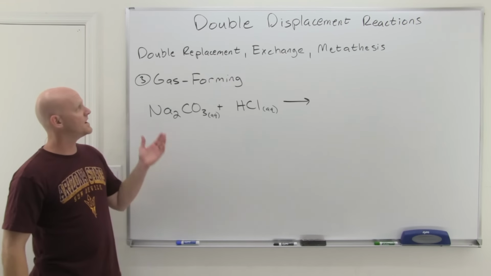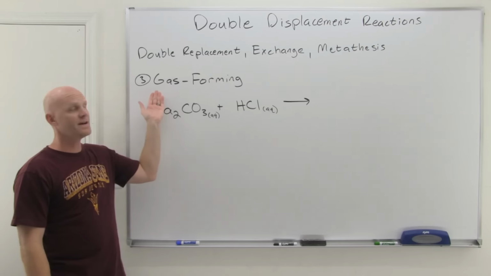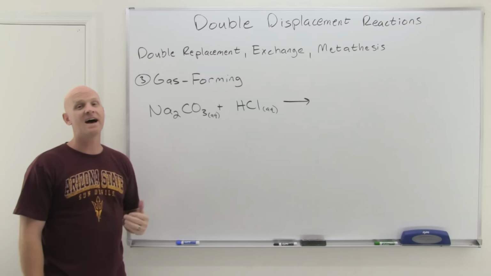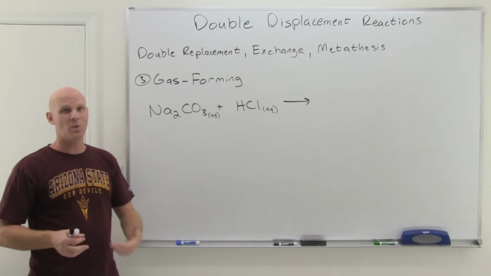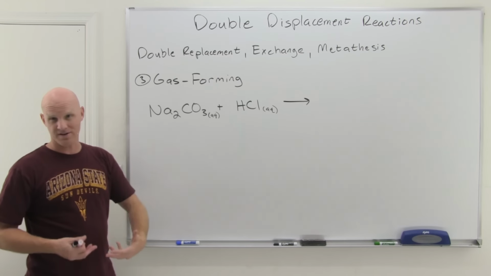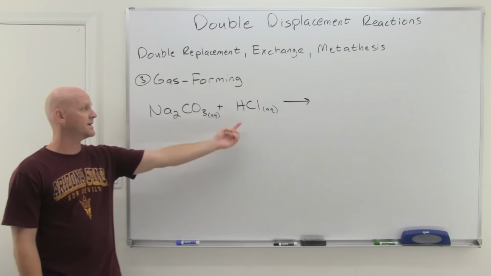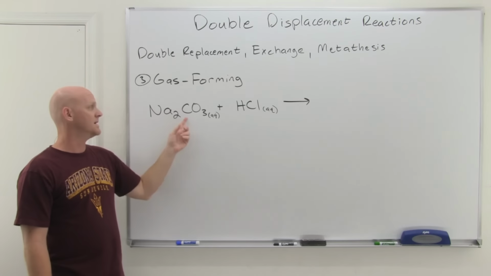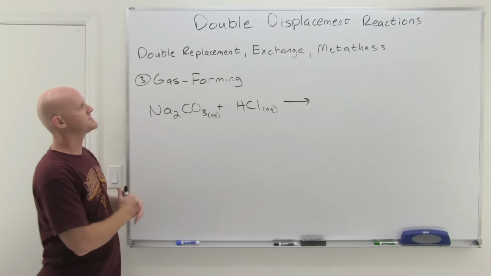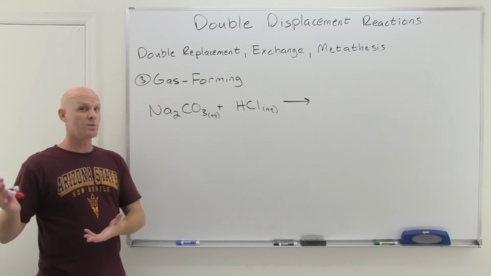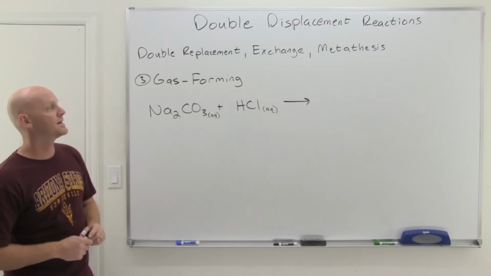So we've got one last type of double displacement reaction. This is going to be what I call a gas-forming reaction. Technically, this is actually going to be an acid-base reaction as well, just not one involving a hydroxide base. So I hesitate to call it an acid-base reaction, but HCl actually is an acid, and sodium carbonate here is a base. But I'm going to put it in its own class because it's going to look a little bit different, and it's going to be the only one that actually forms a gas as well.